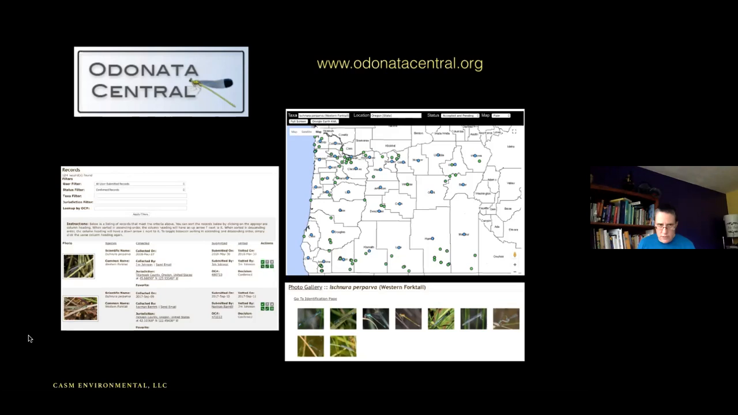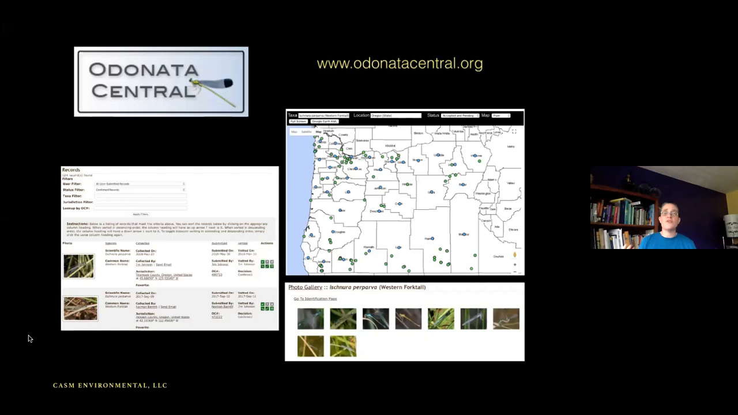And so they look at the records, and if you think you found a Western Forktail and you post that record, they'll look at it and say, yep, that's what that is. This now goes into the database as an official Western Forktail record. And this is where the distribution maps for species in those field guides come from. So it's a very real world practical application of how this kind of community science can be used for the greater good. So check out Odonata Central.